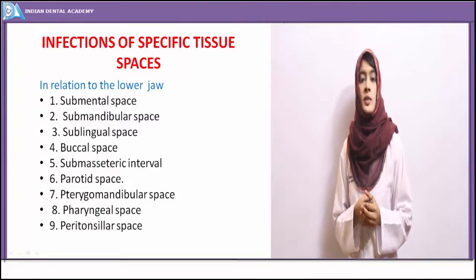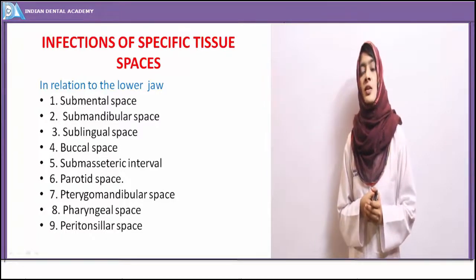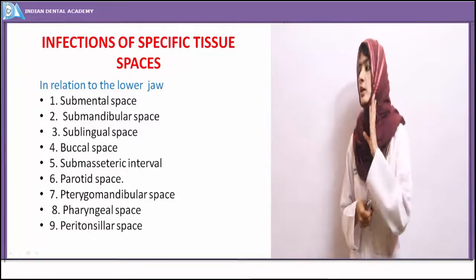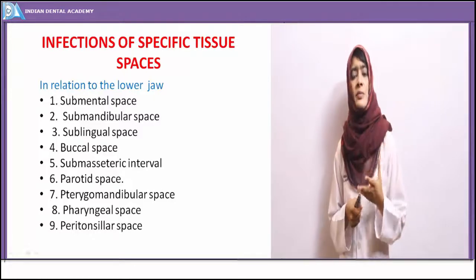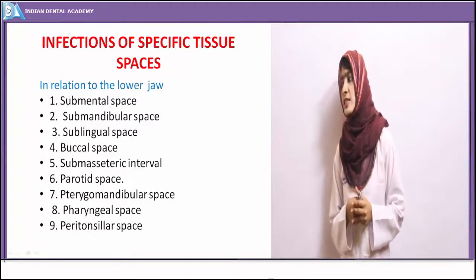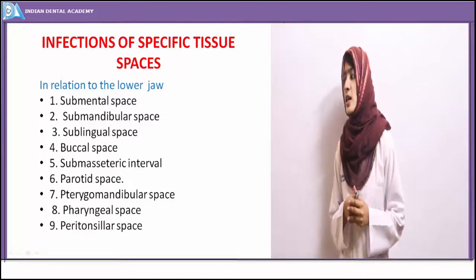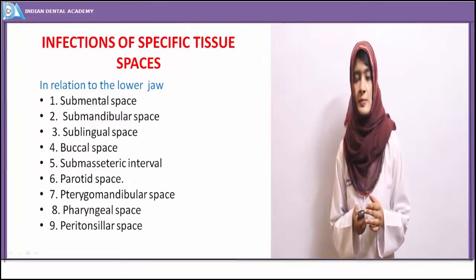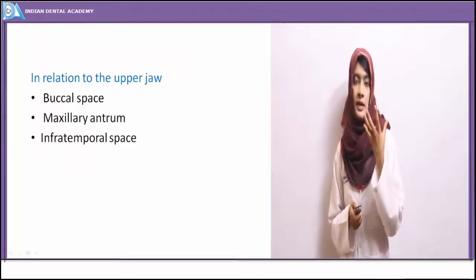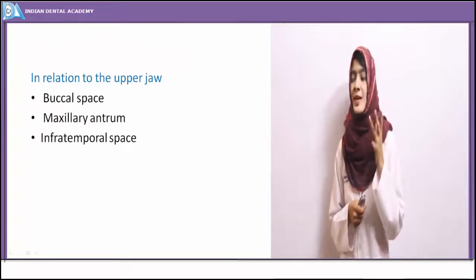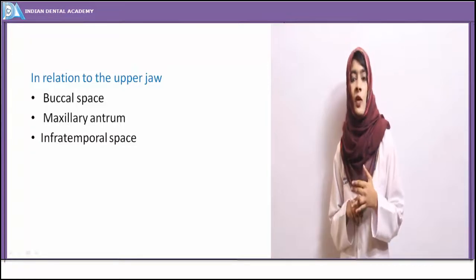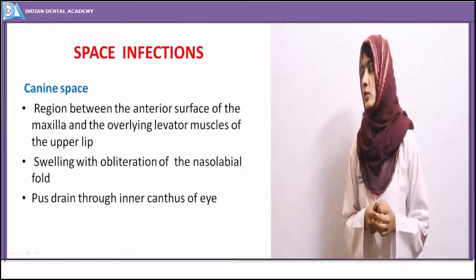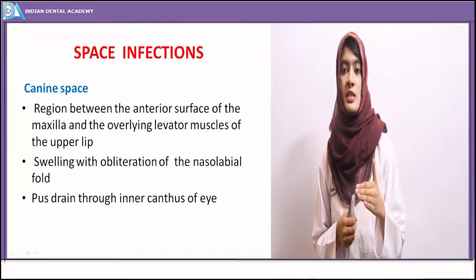So we'll see what the infections involving the tissue spaces are. The infections in relation to the mandibular region or the lower jaw include the submental, submandibular, sublingual space, the parapharyngeal space, submasseteric space, the buccal space, the parotid space, pterygomandibular space, pharyngeal space, and the peritonsillar space. And when involving the maxillary region, we can see the buccal space, the canine space, the spaces involving the maxillary antrum, and the infratemporal space. So these are the space infections classification.